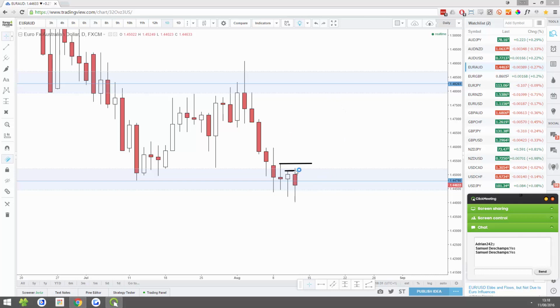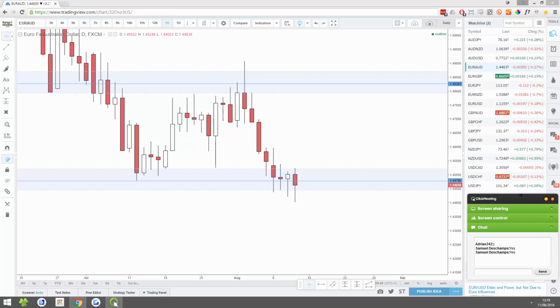Okay, so if we place our entry here, it's going to be very, very easy for buyers to break that high. Buyers have only recently broken that high. The day before yesterday, they were up here. So it's going to be very easy for buyers to break this high here. It doesn't require any significant strength from the buyers to break that high, because only recently they've been up higher than that.